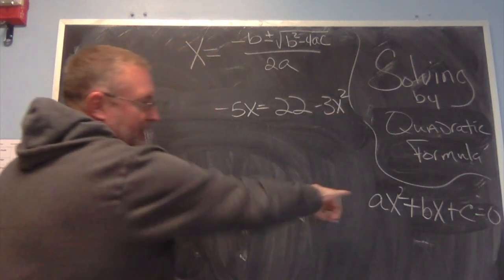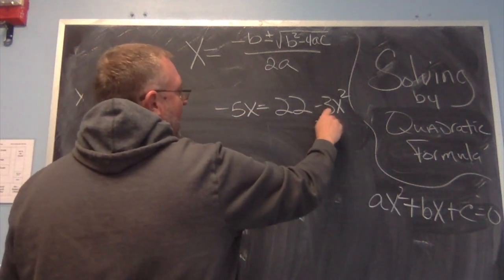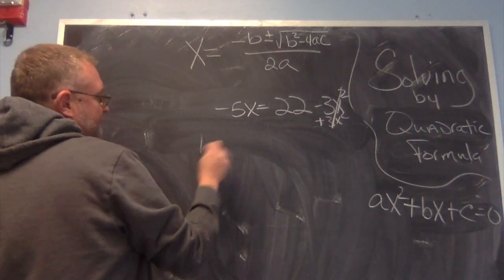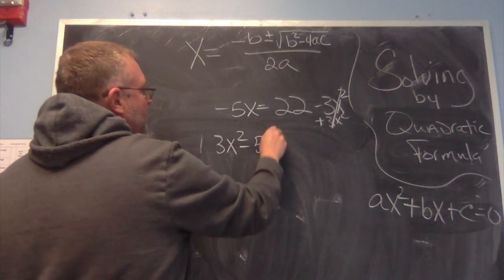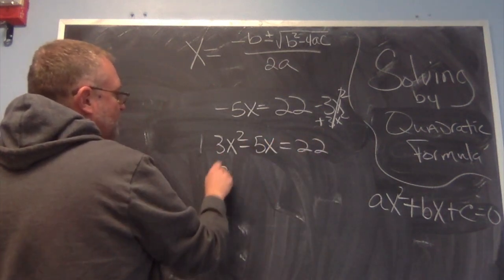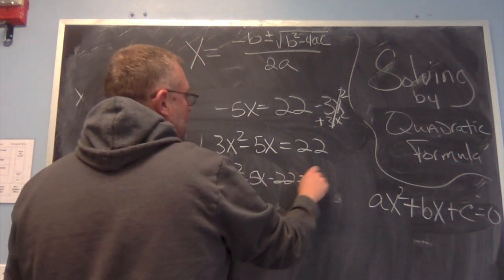Now, I need to get it in standard form. So I need the x squared over here, so I'm going to add 3x squared. And I add, so I have a positive 3x squared minus 5x equals 22. I need that over here by subtracting 22. So 3x squared minus 5x minus 22 equals 0.